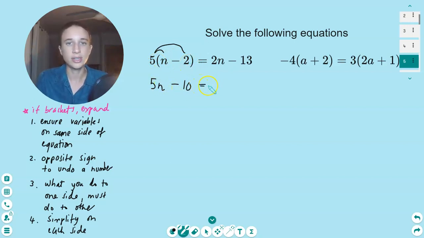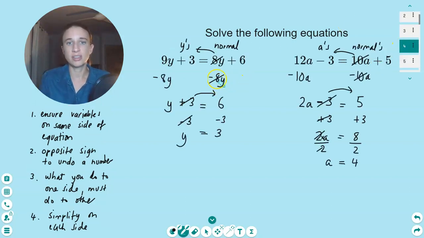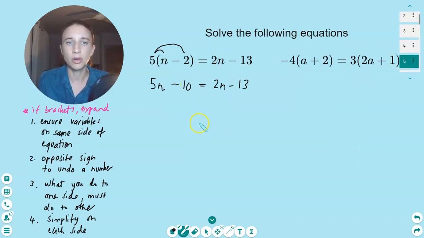There's a couple of ways to look at it. And then you just end up with the same types. See how they're the same types here? This is the same type of problem to solve. And here we go. We need the n's on one side and the normals on the other. Get that n over to there. I need to take 2n from both sides.